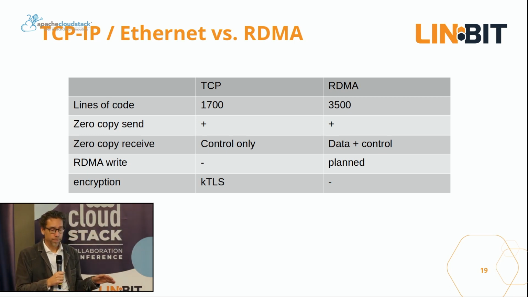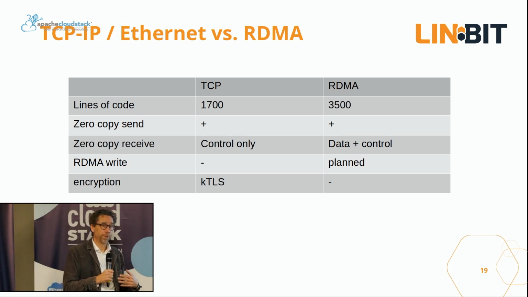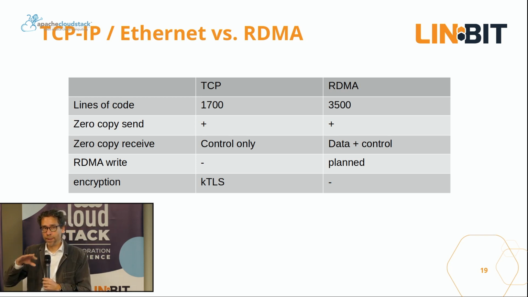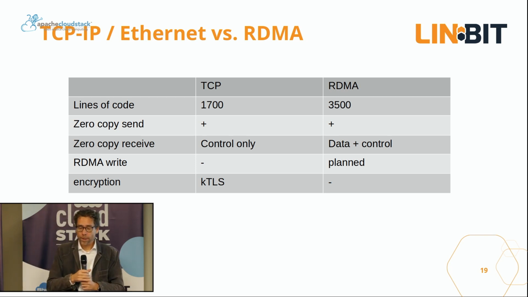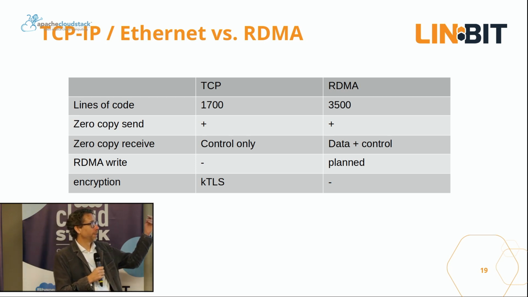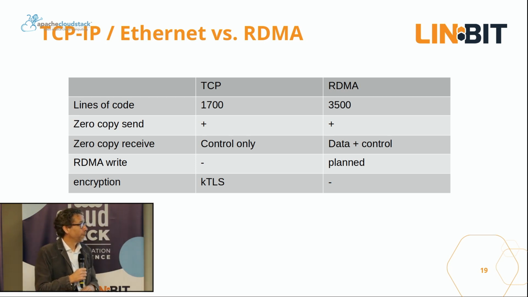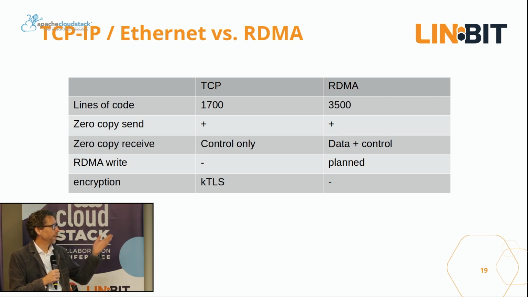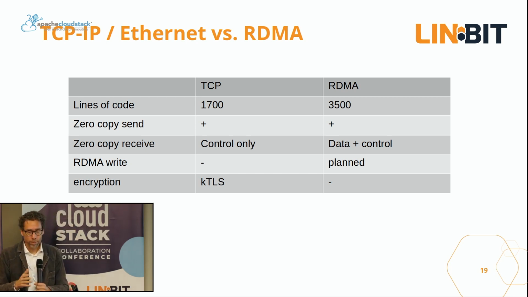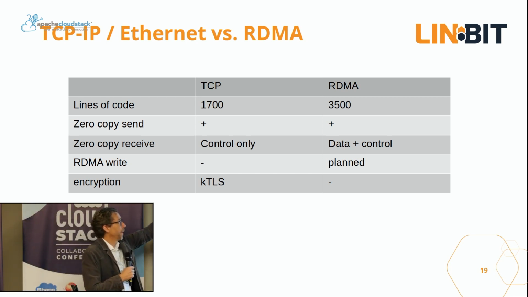But this RDMA stack comes with a few advantages for us as software developers. It gives us a lot better control over how the data transfer over the network works. The API is a lot richer and gives us more power, but with power comes complexity, right? So our code for RDMA is about double of what we need for TCP/IP. Both stacks can do zero copy send and zero copy receive.